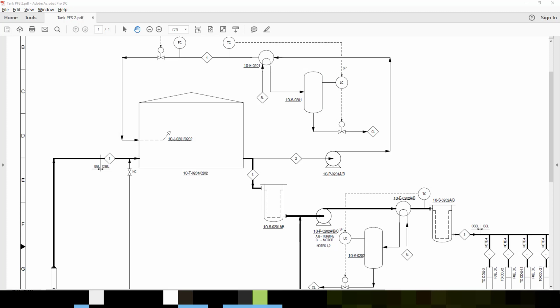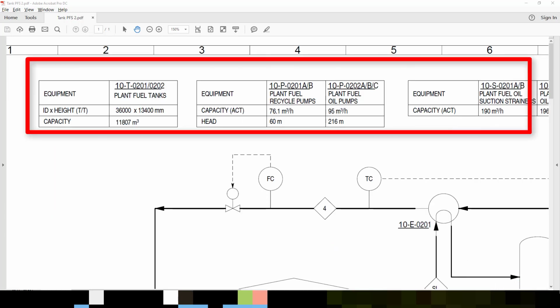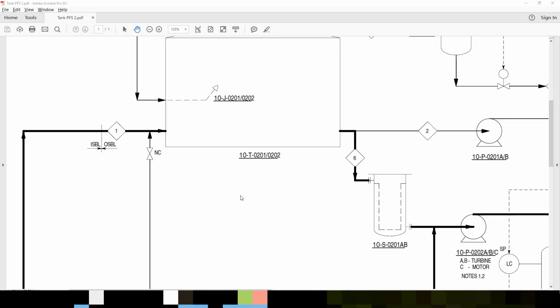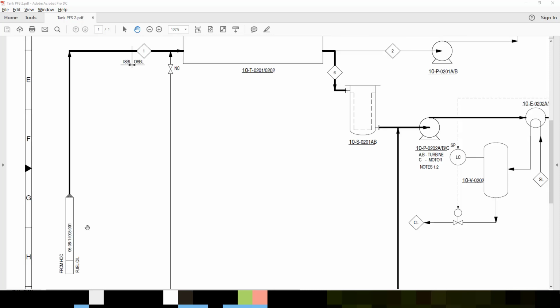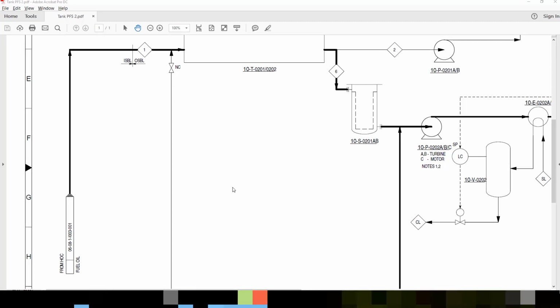On the top of any PFD, you can see the list of all the major equipment along with its size and capacity. All the main process lines are shown as dark black lines and the thin black lines are minor process lines. Arrowheads on the line show the direction of the flow. Fuel oil is coming from the other ISBL unit. You can see the incoming arrow with the dark head.